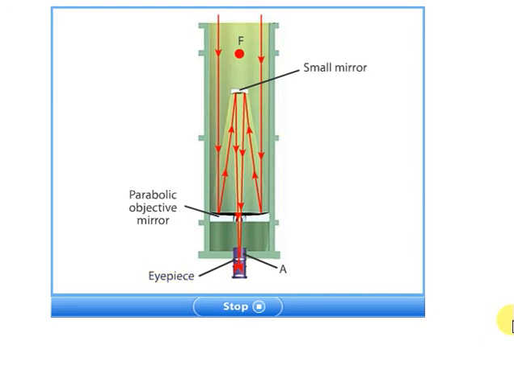It is interesting to note that the small mirror and the hole in the parabolic objective mirror do not block out or mask any part of the image. However, they do reduce its brightness slightly.